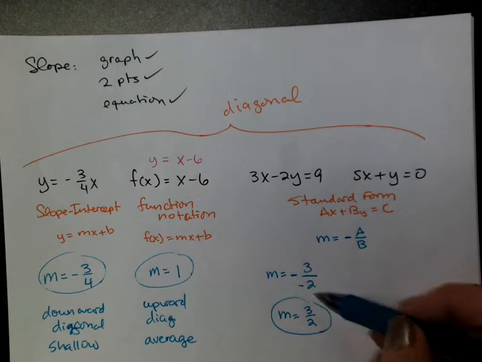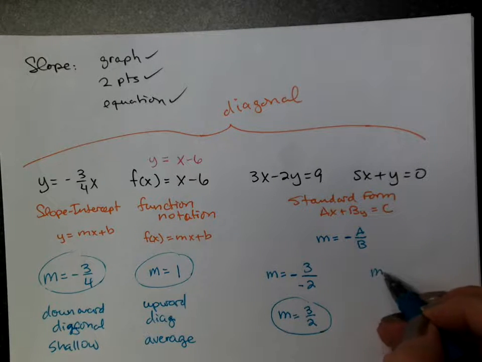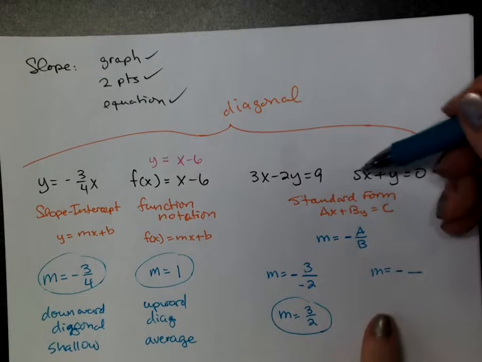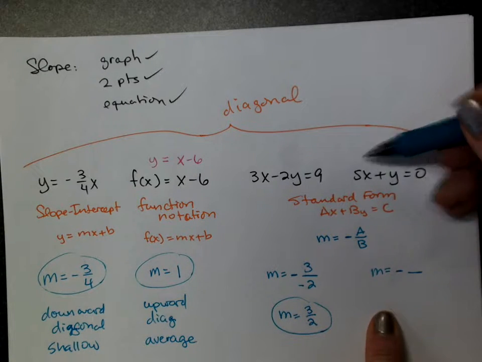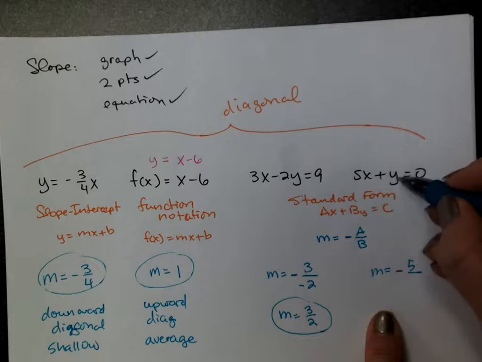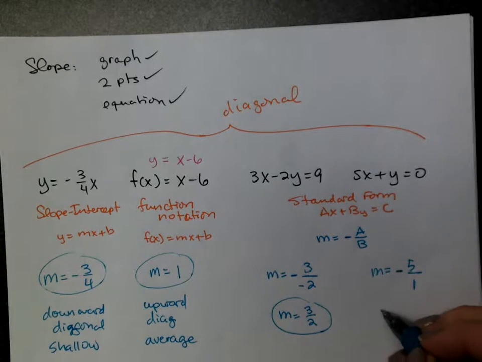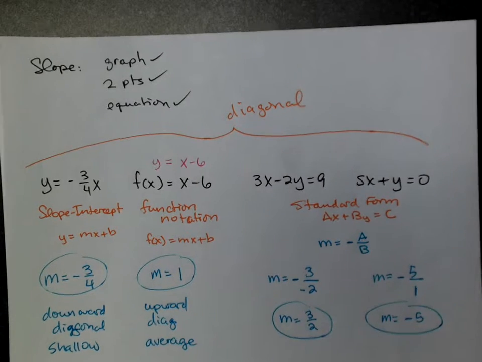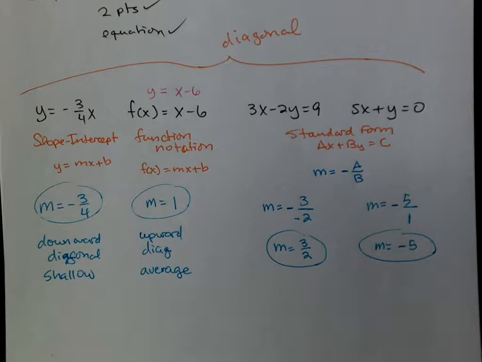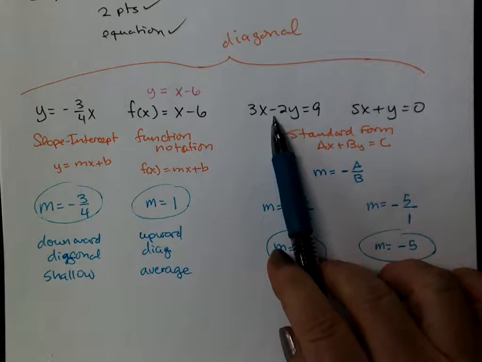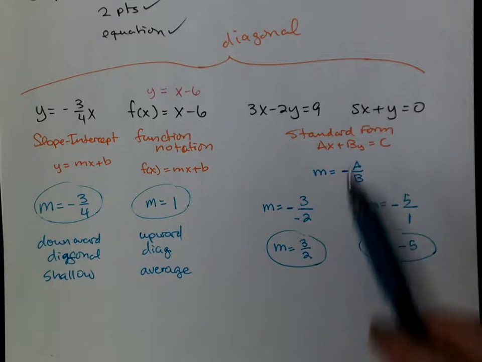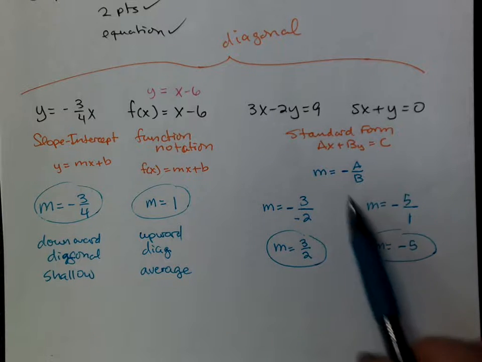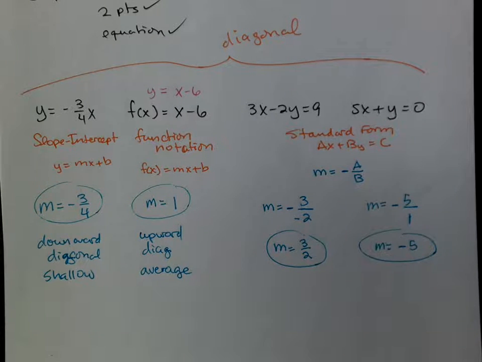And here, for the slope, I just draw a negative sign and my fraction bar. So I'm consistent. Put my A over my B. What's my A? And my B? And so my slope is negative 5. With a subtraction standard form, I ended up with a positive slope. Addition standard form, I end up with a negative slope. But it still comes back to that little formula.